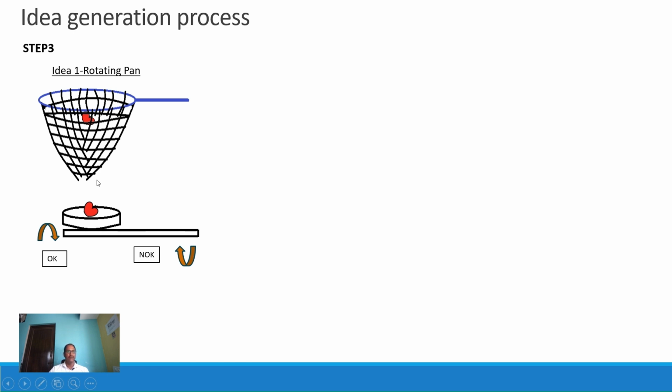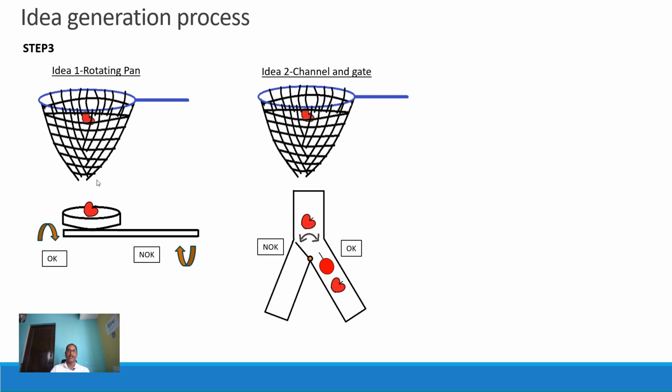Now, if the falling fruit is okay, the rotating pan receives that fruit and rotates in the clockwise direction. And if it is not okay, it rotates in the anti-clockwise direction. But here there is another problem. The falling fruit doesn't fall vertically down. So for that, we have to come up with another mechanism which can collect this fruit falling in the right direction.